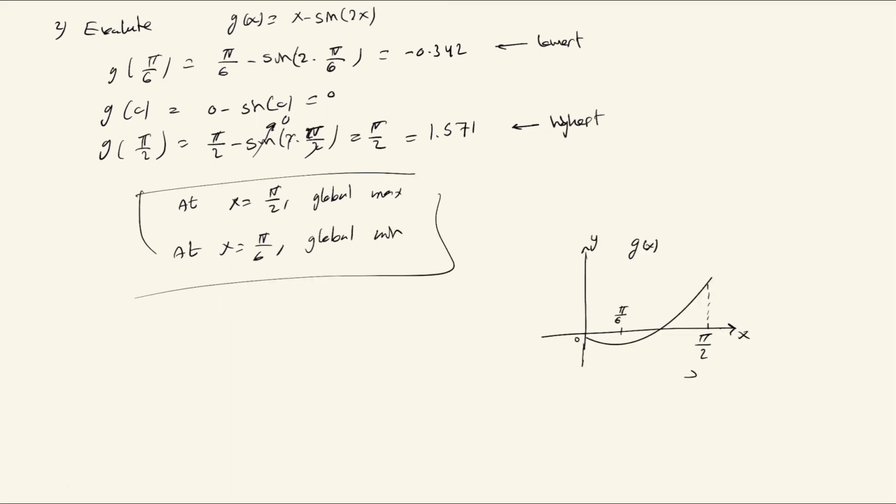Now this is the graph of the function g of x. Notice this is our interval. It's going from 0 to pi over 2. At pi over 6, we have a local minimum, as well as a global minimum, since this is the lowest value on this interval. And then at pi over 2, this is the local and the global maximum. Global because this is the highest value of the function.